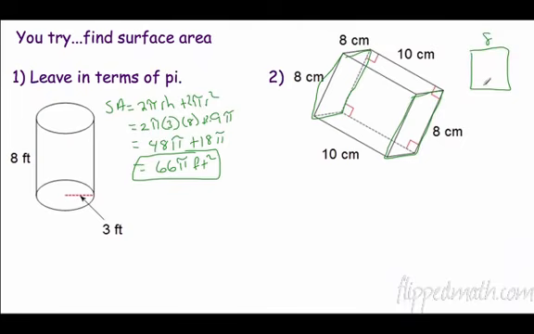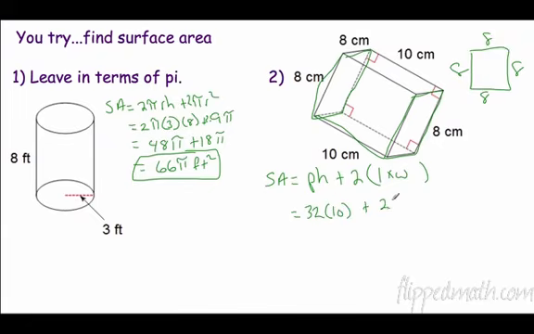If that's 8, this is 8, this is 8, and 8. All right, so surface area equals the perimeter times the height plus 2 times, what's our formula for finding the area of the base on this? Length times width, right? So what is the perimeter of the base? 8 times 4 is 32, times the height, the length that connects them is 10, plus 2 times length times width, 8 times 8.